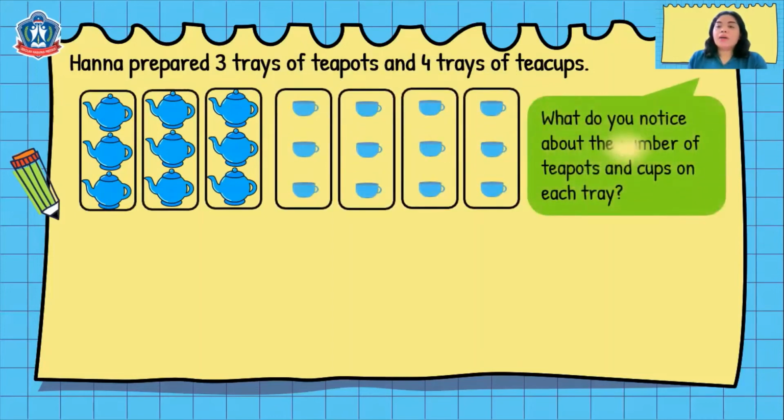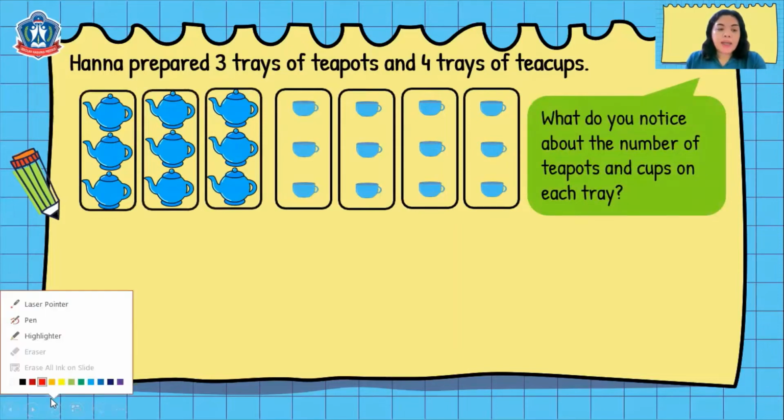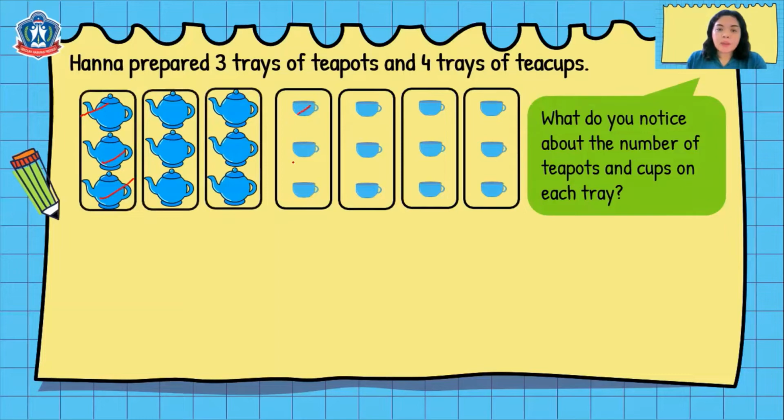Now children, what do you notice about the number of pots and cups on each tray? Yes, each tray consists of 3 pots. The same with cups. So we have 3 cups and we have 3 pots. So children, we can simply say that one tray is 1 unit or simply say 1.